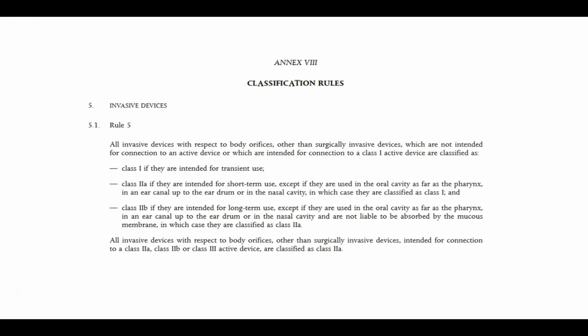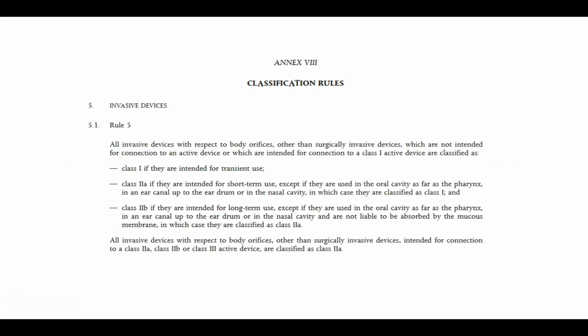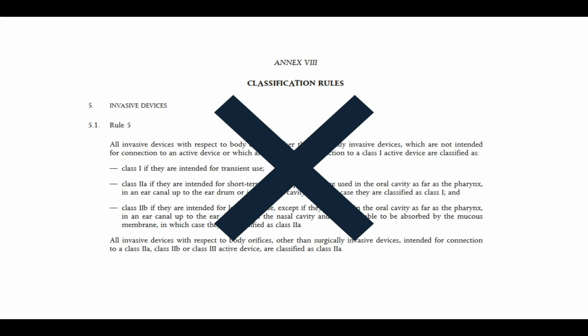Now let's dive into Section 5. The first rule in there is Rule 5, which starts with all invasive devices with respect to body orifices, other than surgical invasive devices, etc. If you read this rule, you'll see it's entirely about devices entering body orifices, but that do not breach the boundaries of these. And body orifices were defined as any natural opening of the body, the external surface of the eyeball, or any permanent artificial opening, such as a stoma. So, Rule 5 does not apply.